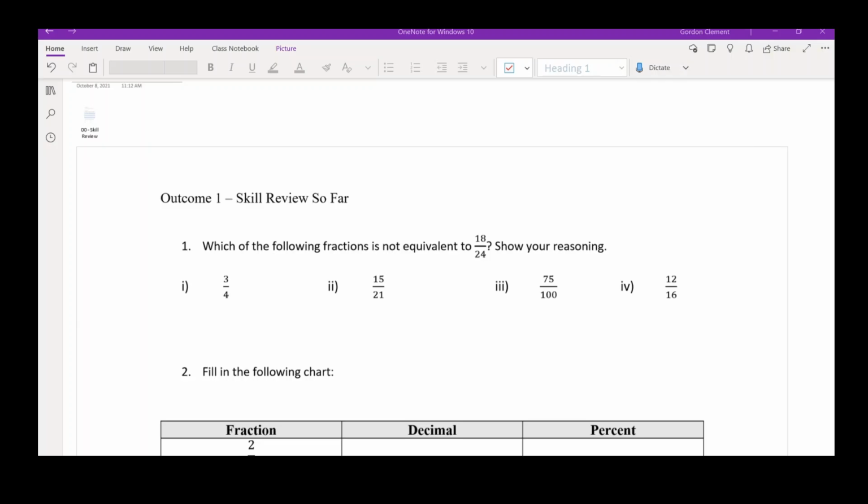Okay, so I'm going to make a quick video just recapping the Outcome 1 skills that we've gone through so far. For this first one, we're looking at telling if fractions are equal to each other or not. So we're seeing which ones are equal to 18 over 24. For fractions to be equal, you need to be able to multiply the top and bottom of one by the same thing to get the other one.